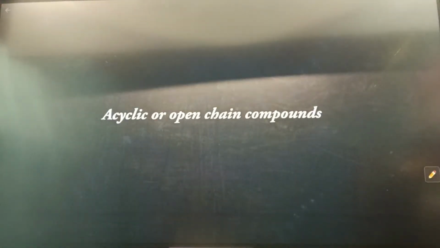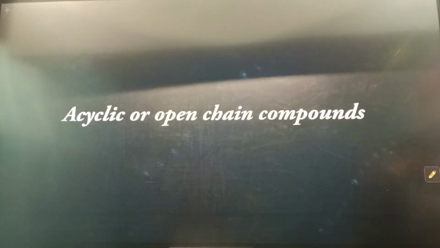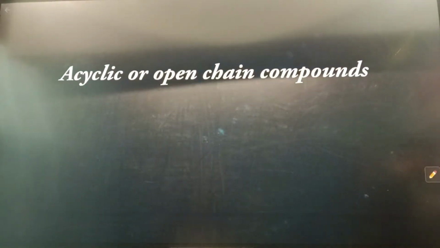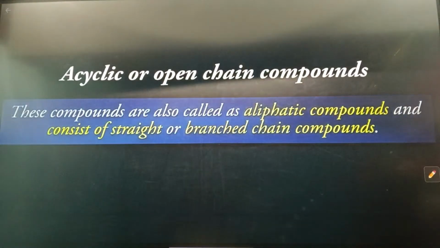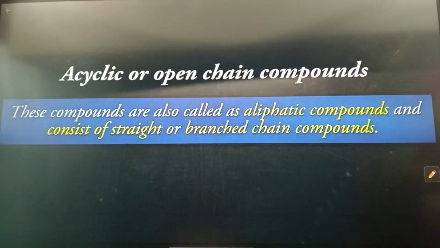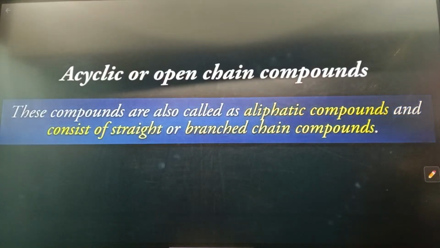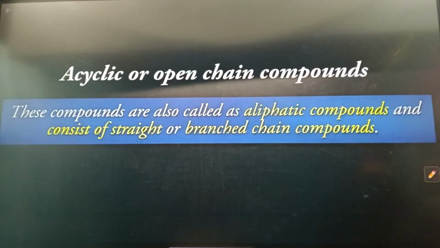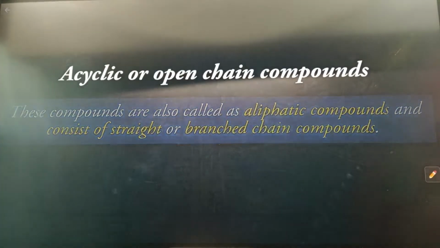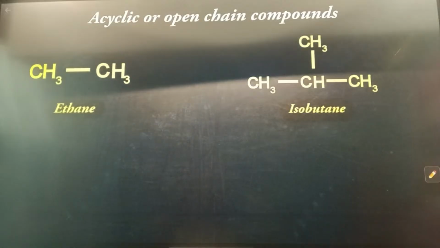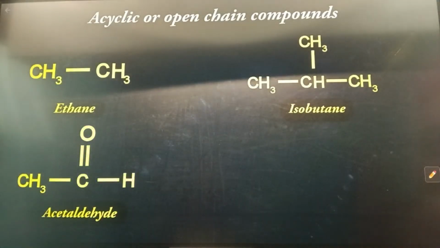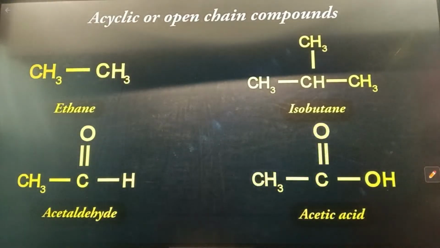First of all, let us see acyclic or open-chain compounds. These compounds are also called aliphatic compounds and consist of straight or branched chain compounds. For example, ethane, isobutane, acetaldehyde, and acetic acid.